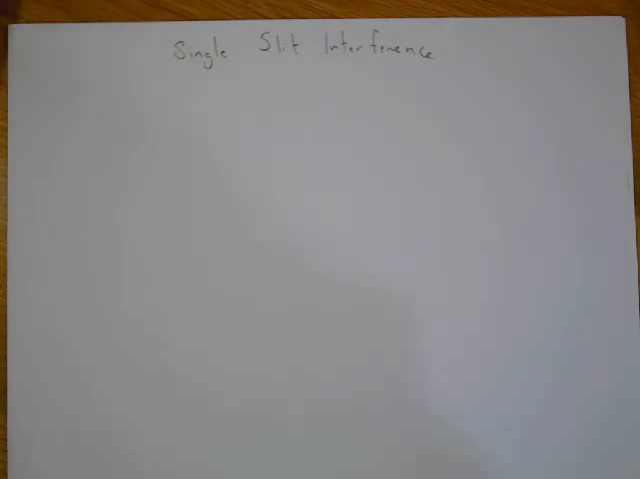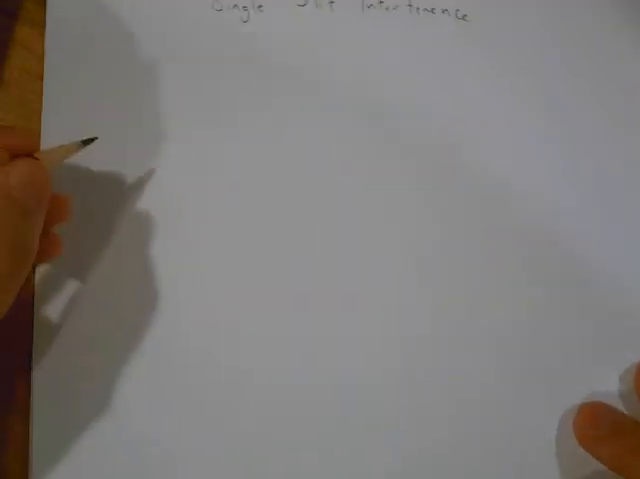We're going to learn about single slit interference. So remember, to be successful in physics, you need to be able to draw a picture of what's going on. You need to be able to represent the physics phenomena with math, and then you need to be able to explain in words what's happening. So let's draw a picture of what happens with single slit interference first.